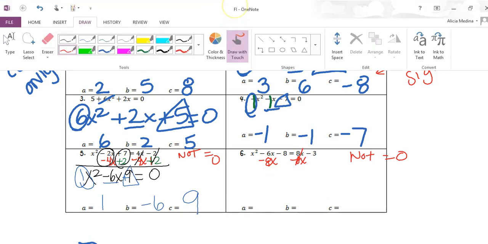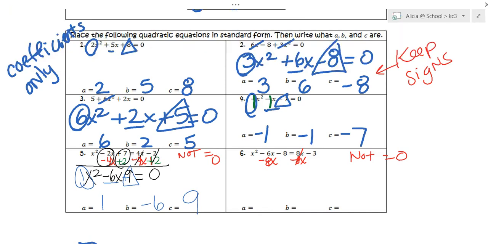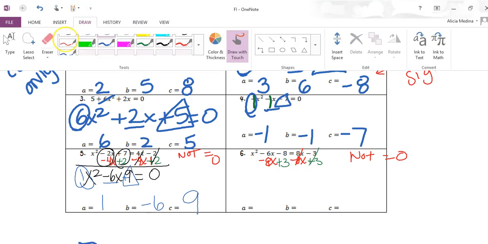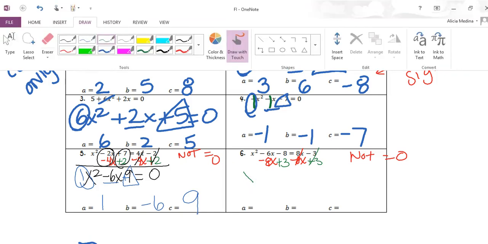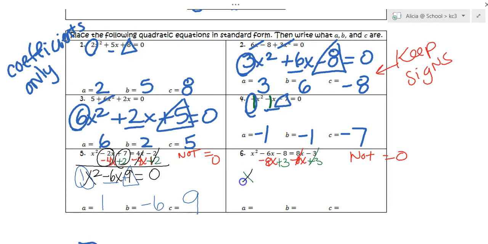I also need to get rid of that subtracting 3. And the opposite of subtracting 3 is adding 3. Again, I'm going to line it up under its like term. And we start seeing then that our quadratic is going to be in standard form. So x squared, negative 6 and a negative 8 is going to be a negative 14. Negative 8 and a positive 3 is a negative 5, now equal to 0.